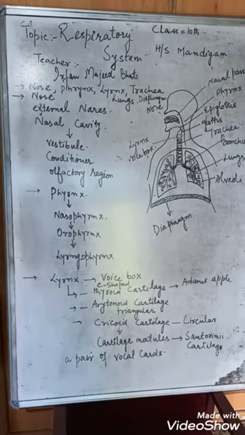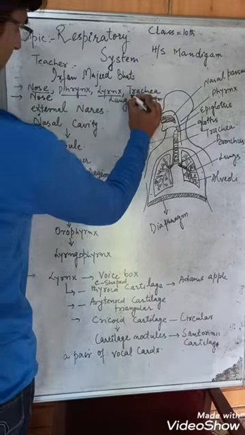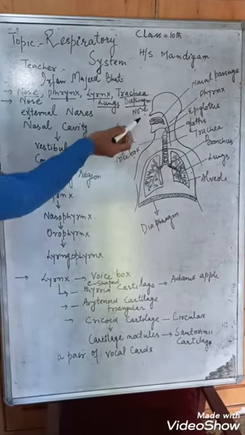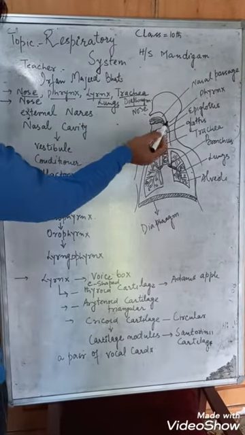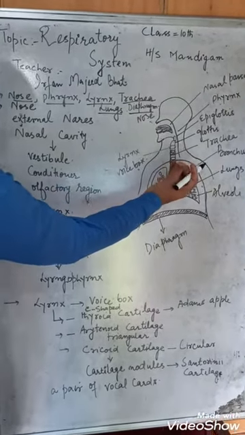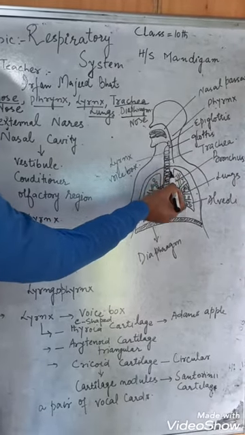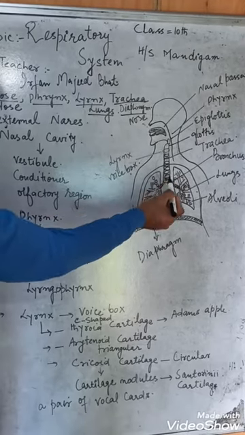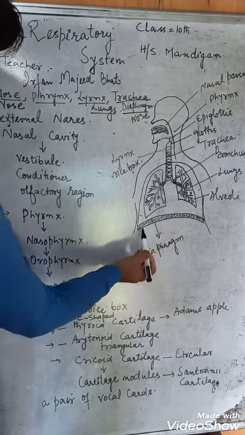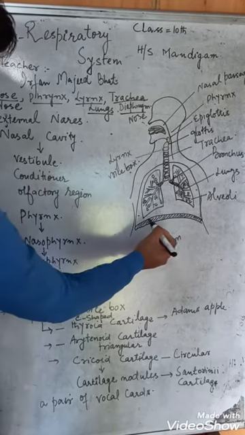The respiratory system of human beings consists of the nose, then pharynx, then larynx, then trachea, then lungs, and then diaphragm. As you can see here in the diagram, this is the nose, and this portion is called the pharynx. Below the pharynx is the larynx, and after the larynx you can see the trachea, which is also called the windpipe. After the trachea we have two lungs, the right lung and the left lung, and below the lungs there is a dome-shaped muscular membrane called the diaphragm.